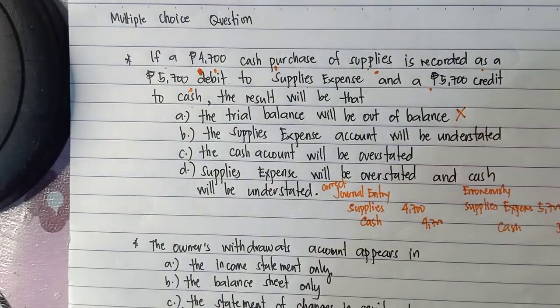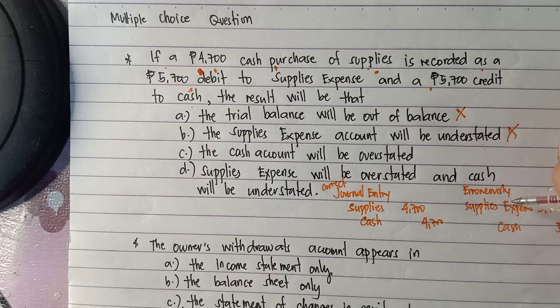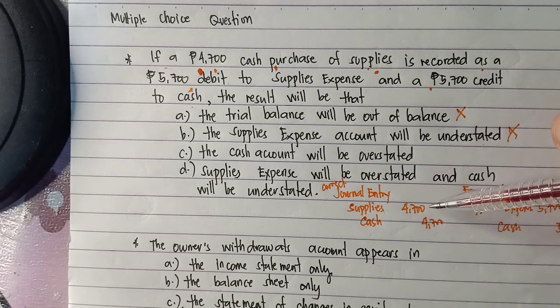No, it will still be balanced because there is a debit and there is a credit side, and the debit and credit that were erroneously recorded have the same amount. So letter B, the supplies expense account will be understated. No, because in the erroneous entry, the supplies expense is overstated because we should not have recorded supplies expense. The correct journal entry should be supplies 4,700 and not supplies expense 5,700.